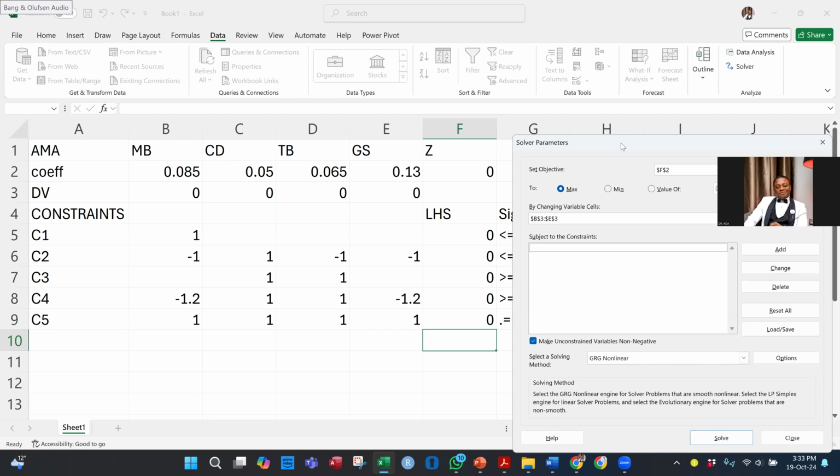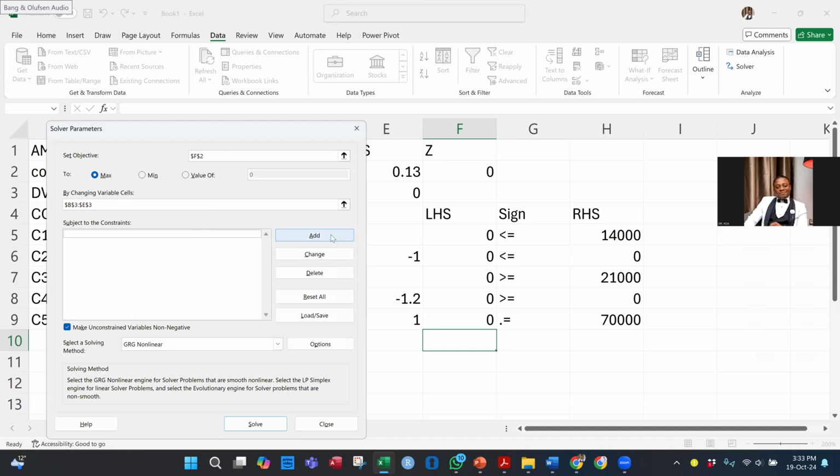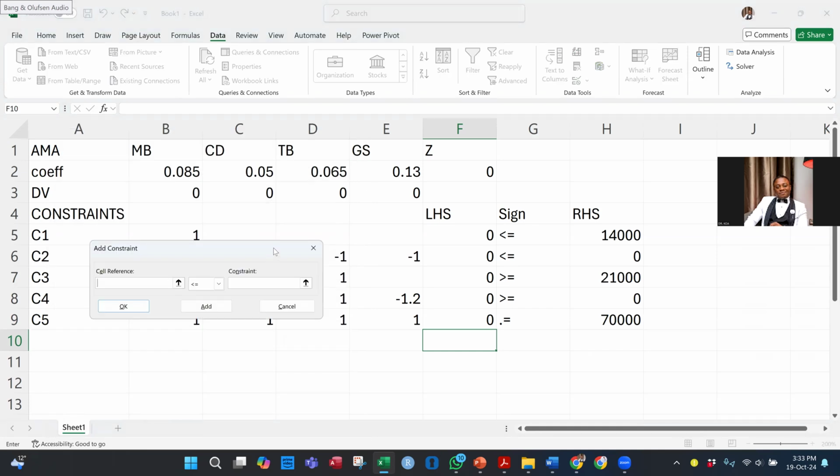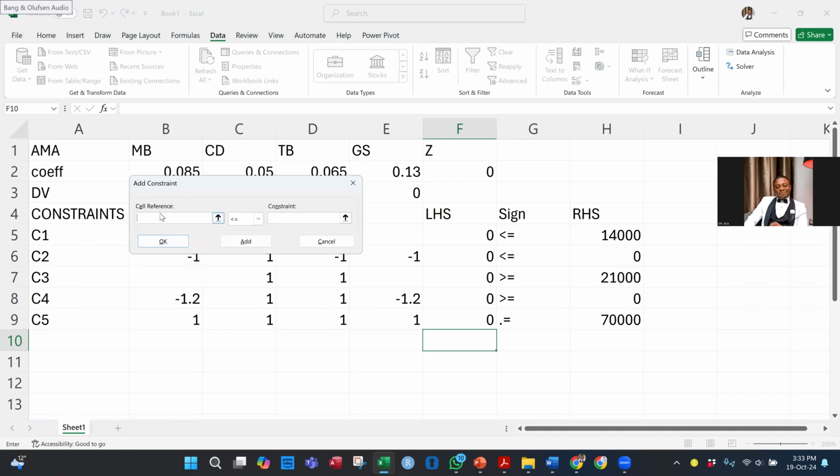Look at the subject to constraint. It has the left-hand side and the right-hand side. Click add. The constraint parameter dialog box will come. On the left-hand side, if you can see the sign, the first two have the same sign, so I'll put them together. Drag the two of them into the left-hand side, then click the right-hand side and drag the two of them there. Then choose the less than or equal to sign. They're done. Click add. The dialog will be empty again.